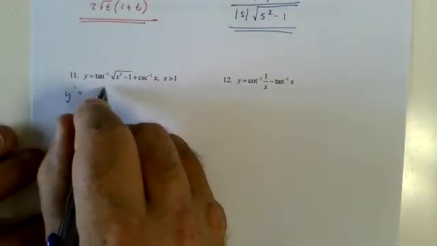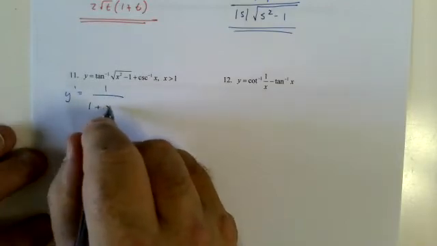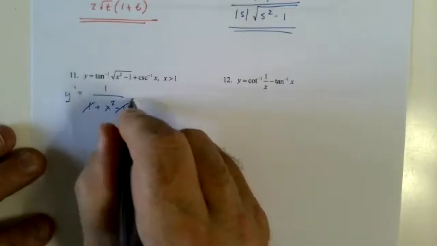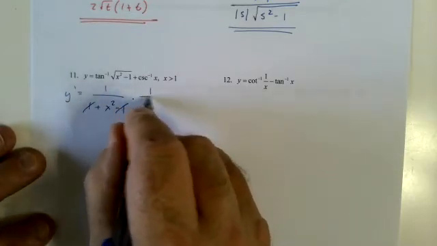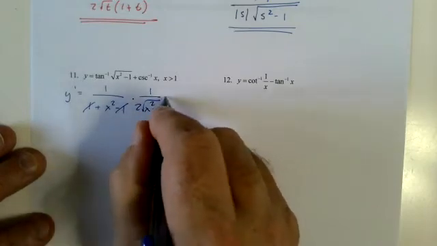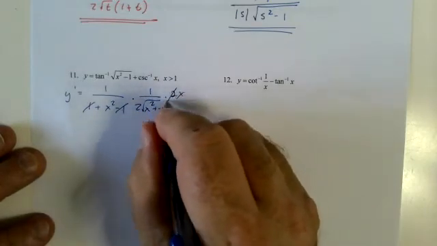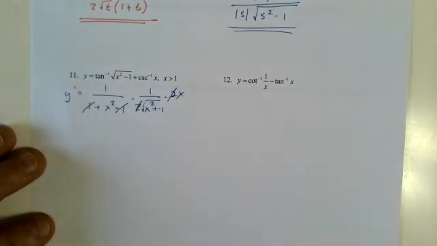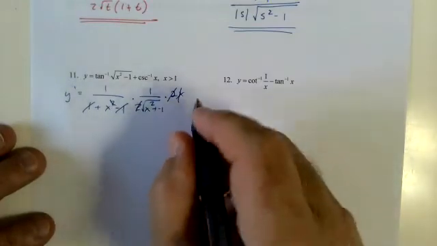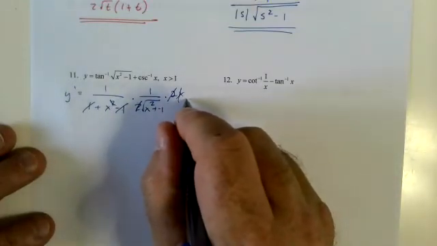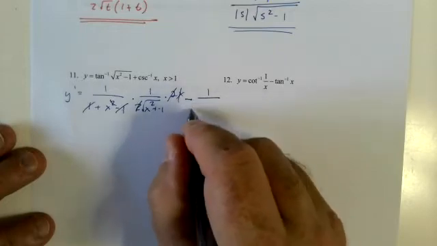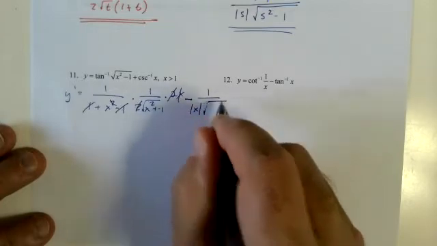Y prime equals 1 over 1 plus x squared minus 1, times 1 over 2 root x squared minus 1, times 2x, plus or minus 1 over the absolute value of x.